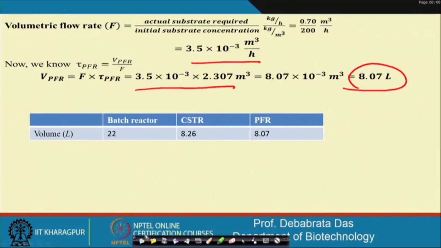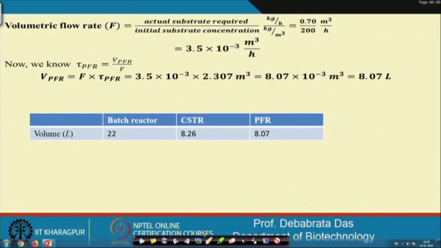Now, if you compare these values, in case of batch process the volume required is 22 liter. In case of CSTR it is 8.26 liter. In case of plug flow reactor it is 8.07 liter. So as far as reactor design is concerned, if anybody asks you which reactor will be suitable to carry out this process, the answer should be the plug flow reactor.